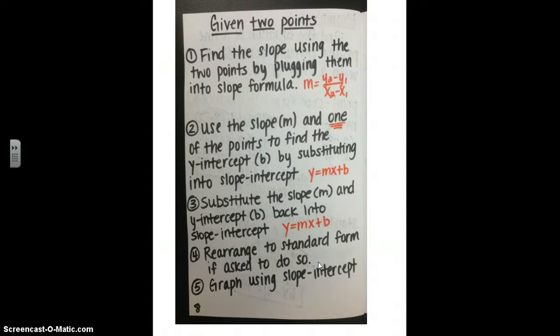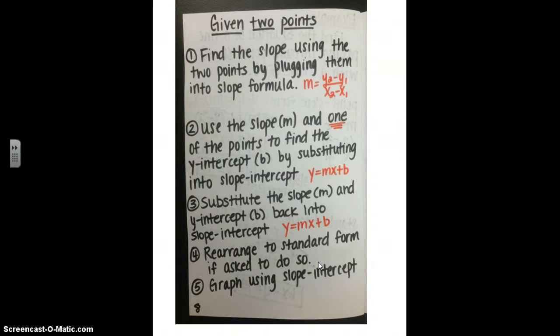Okay, so if you're given 2 points in the problem, your first step is to find the slope using the 2 points by plugging them into the slope formula. Remember, the slope formula is m equals y2 minus y1 divided by x2 minus x1.